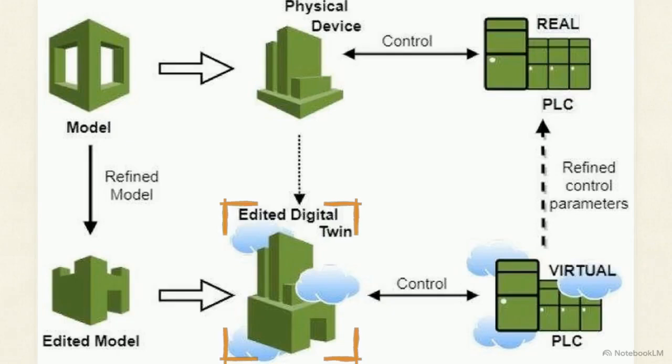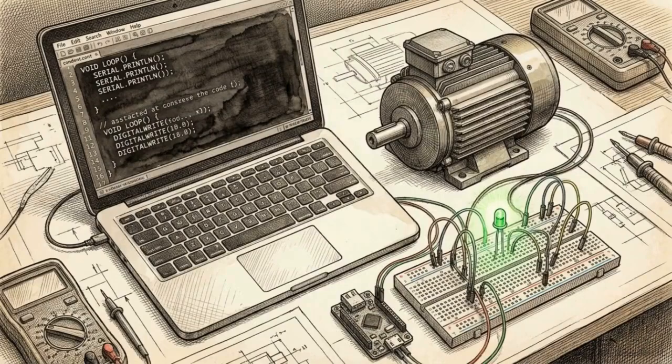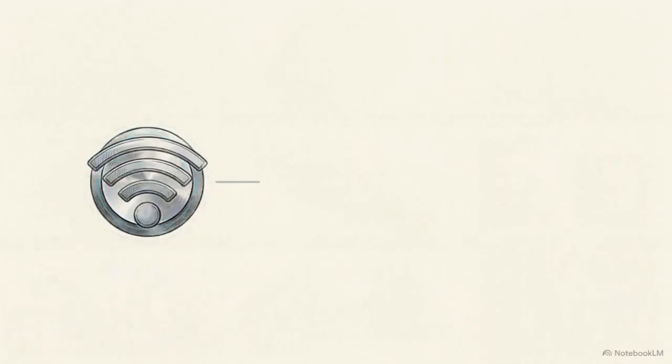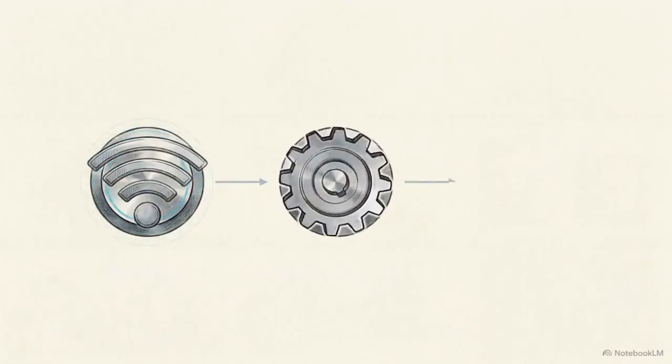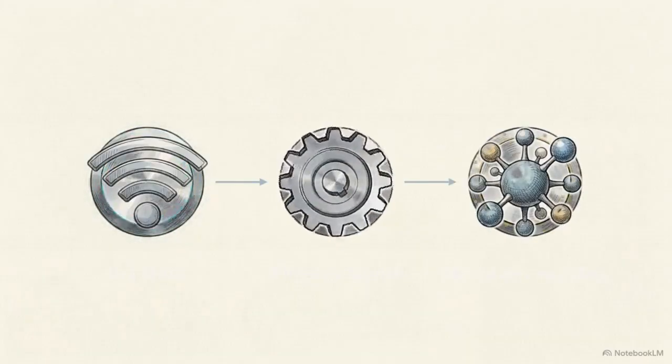This diagram breaks down the concept, a virtual replica updated with live sensor data. Notice the arrows. The physical motor sends data to refine the model, which sends optimizations back to the real-world PLC. In this tutorial, we will build a software prototype for this cycle. We will pull live IoT data, run a physics-based simulation, and train a machine learning model to detect faults automatically.